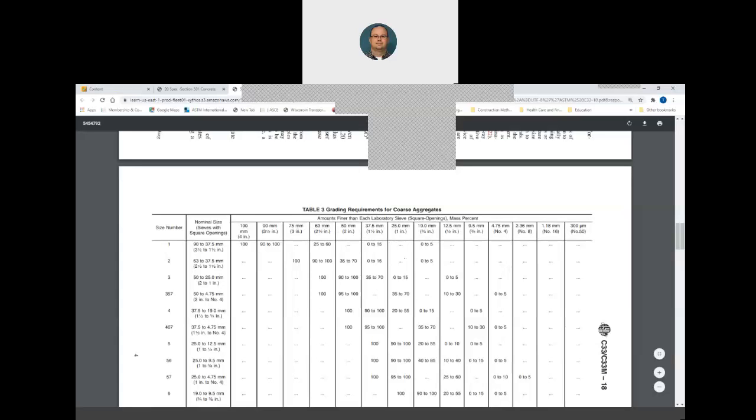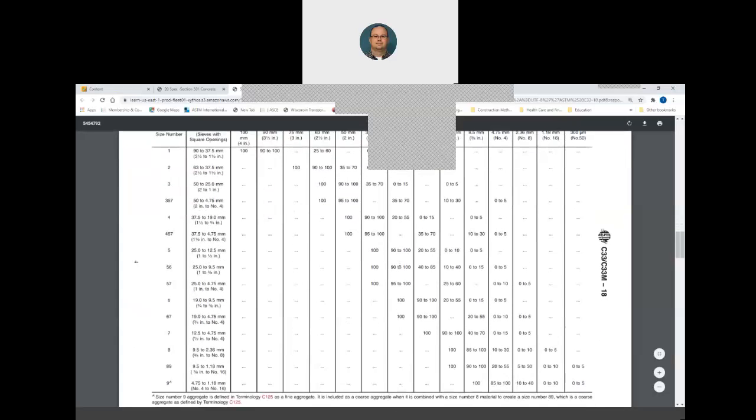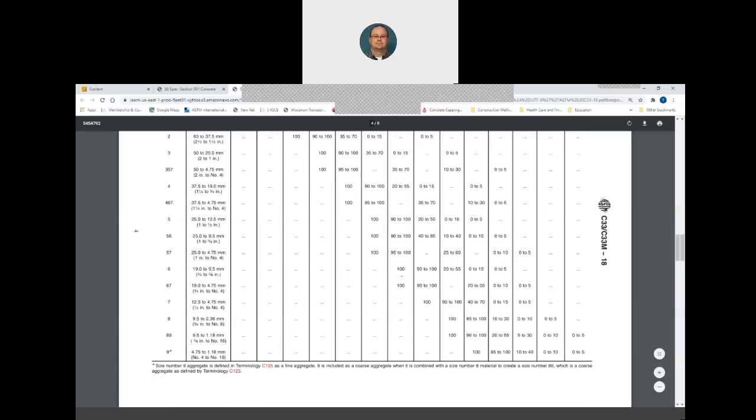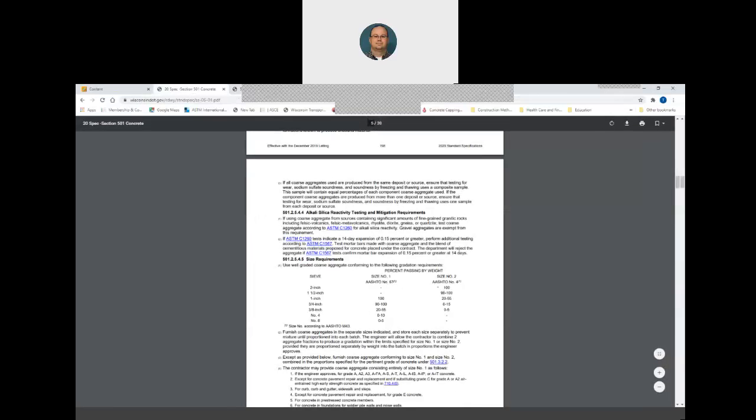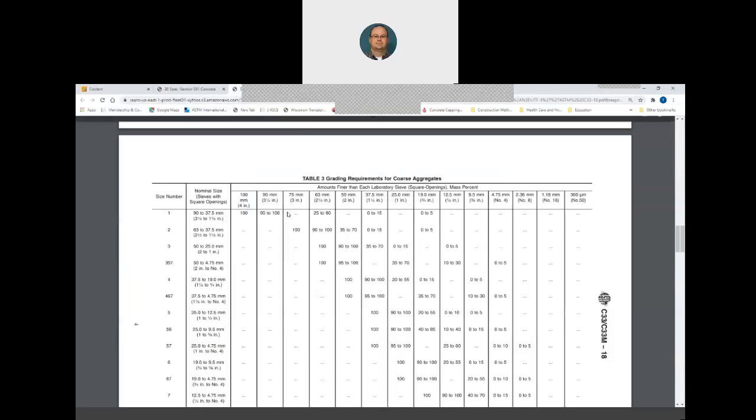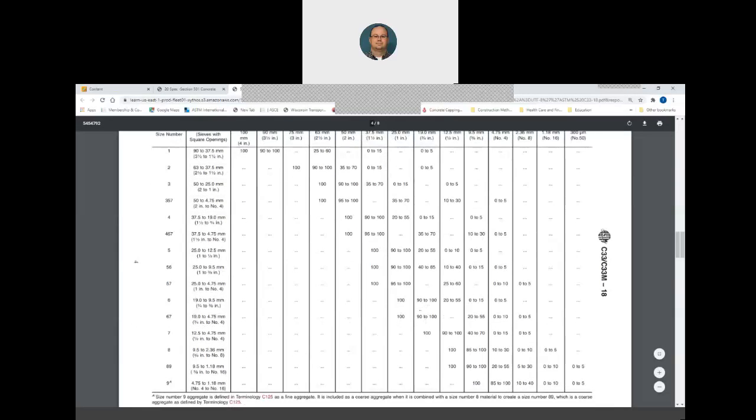So let's find the 1 inch sieve. It's right over here. And we go find the first sieve that passes 100%, which is either the number 6 or the number 67 stone. Okay, so I already narrowed it down because the 1 inch sieve for size number 1 in the DOT is 100%. So it's either going to be this or this. All right, going back. Okay, so 3/4 inch is 90 to 100. I go back to this one. 3/4 inch, 90 to 100. Well, I'm still either number 6 or number 67 yet.